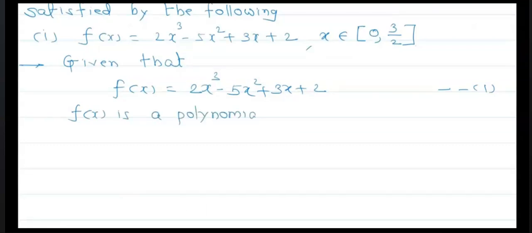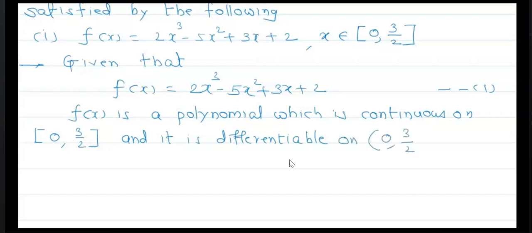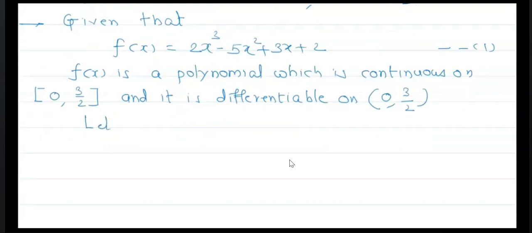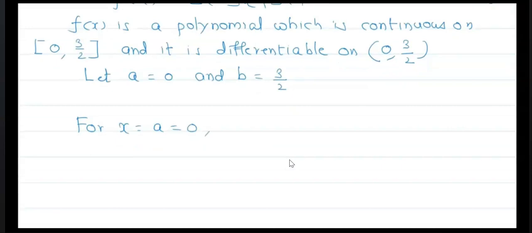Now this is a polynomial function. It means that it contains powers of x which are whole numbers. F of x is a polynomial function which is continuous on the closed interval [0, 3 by 2], and it is differentiable on the open interval (0, 3 by 2). Whenever there is a polynomial function, that function is always continuous on that interval. Let a equal 0 and b equal 3 by 2. Now find their values.